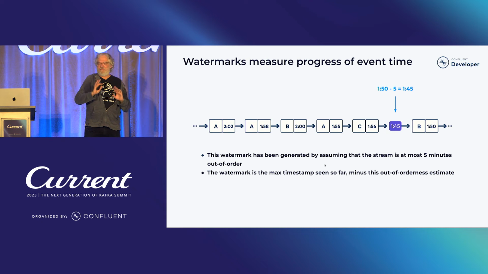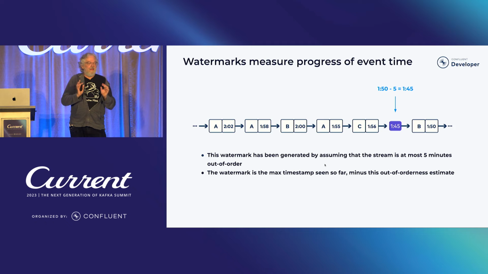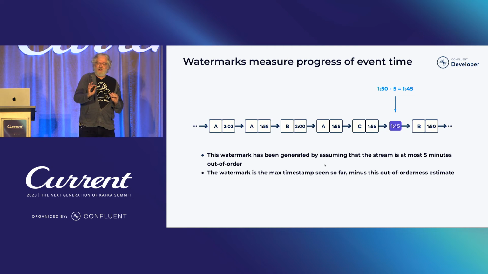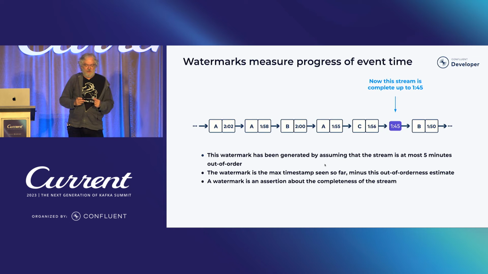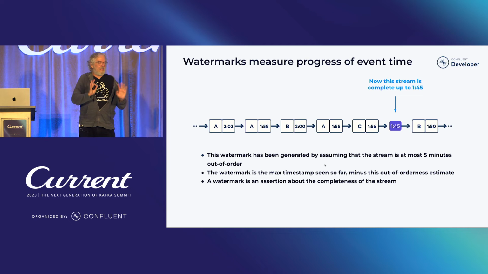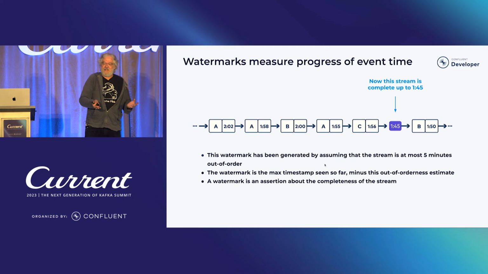Now, where did that timestamp come from? That's computed by taking the largest timestamp it's seen so far, which is the one just before it there at 150, and subtracting that estimate of the out-of-orderness. So here, I'm assuming that this stream is at most 5 minutes out of order. And so I've taken 150, I've subtracted 5 minutes, and generated a watermark that says 145. This is just a heuristic. This might be wrong, but it's our best attempt to tell you how to process this stream.